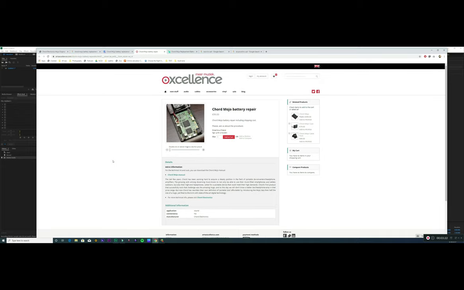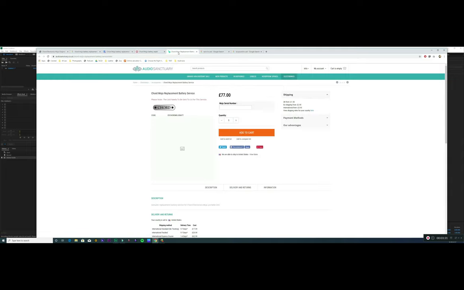But let's assume that you don't have 99 euro. Could you go with something less expensive? Well, if you live in the UK, then yes, there is a UK distributor or company called Audio Sanctuary that does the Chord Mojo battery replacement for £77.